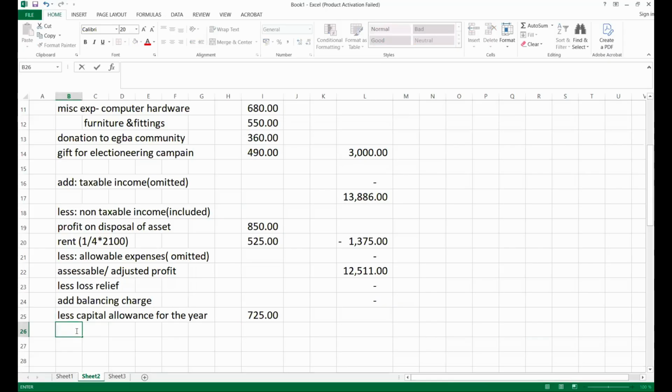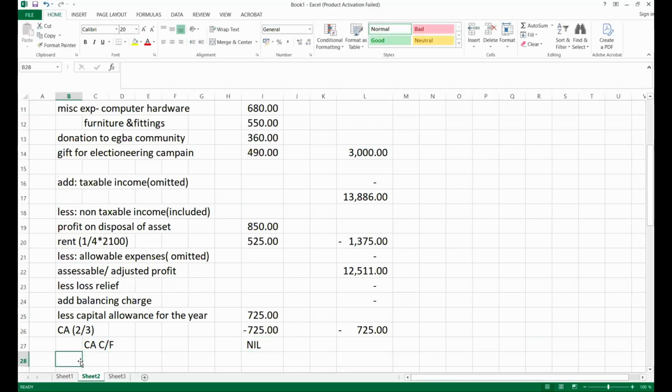Capital allowance is usually restricted to what percentage? Who can remind us? Two-thirds. So we now find two-thirds of this assessable profit: 12,511 times 2 divided by 3. That value is more than this 725, so there is not going to be any restriction. The value gives us 8,340, which is more than the value we want to claim. So we claim the entire 725,000. We remove the 725 from here, minus 725. So the capital allowance carried forward will be nil.